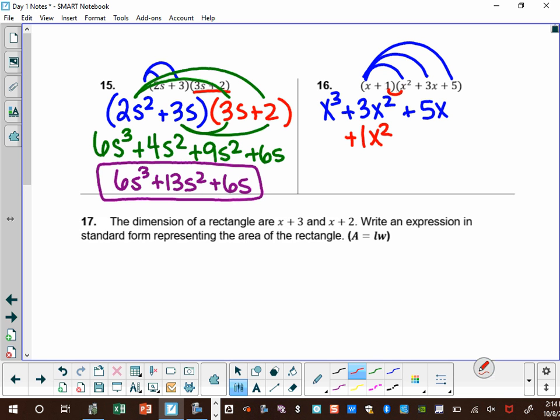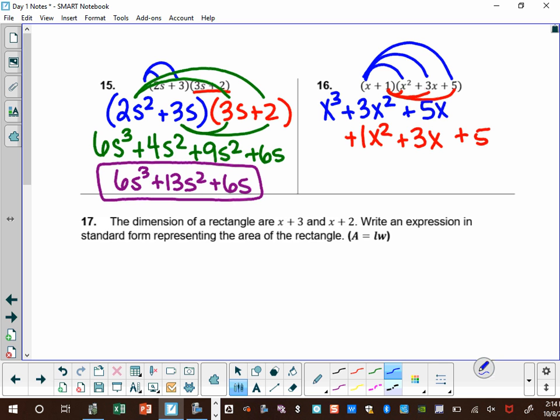1x squared. If you want to write all this out on one line, you can. I like to double deck mine so I can add it better. So I'm just putting the second distribution on the second row. And then 1 times 3x gives me positive 3x. And 1 times 5. What's 1 times 5, guys?